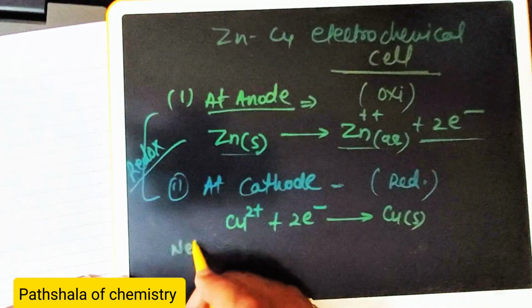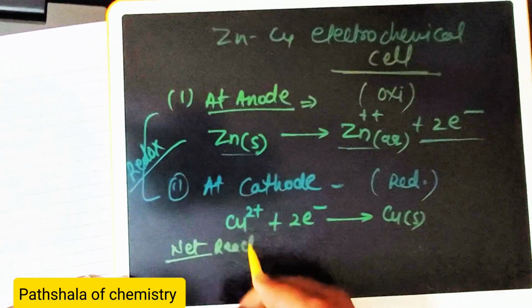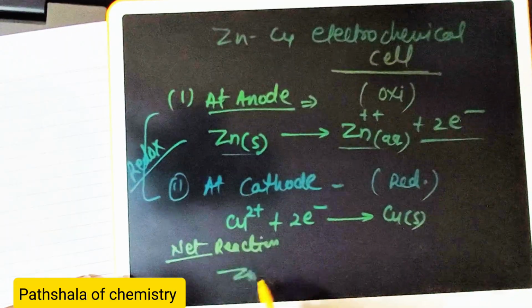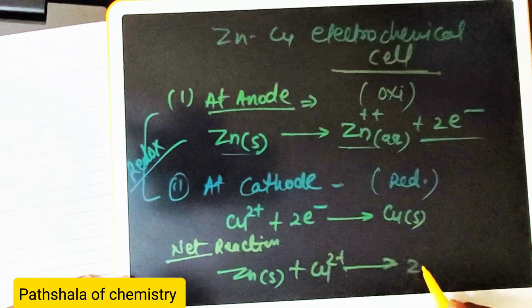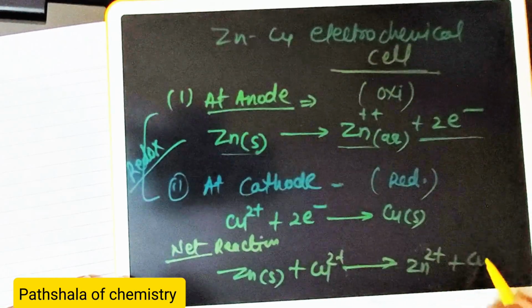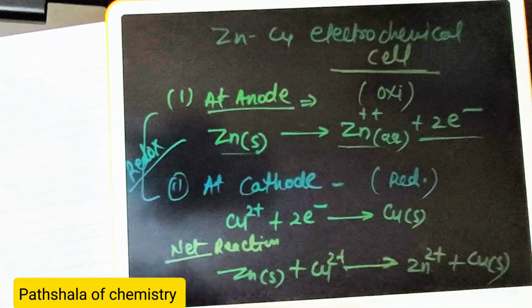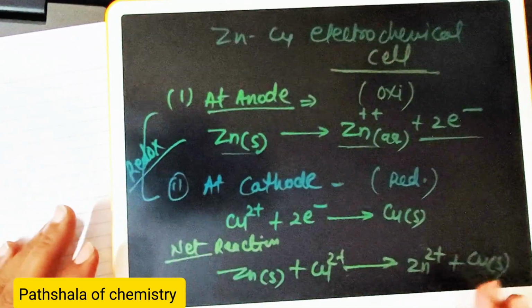Net reaction, we can write the net cell reaction: zinc solid plus copper 2 plus gives zinc 2 plus plus copper solid. So this is the overall cell reaction inside the Daniell cell.